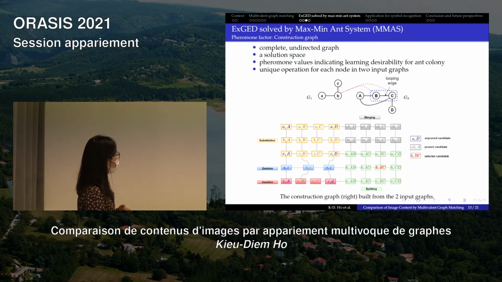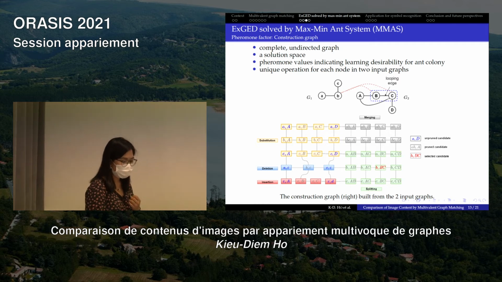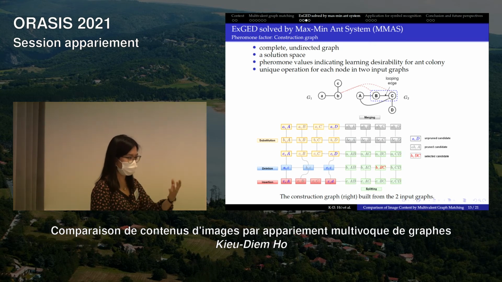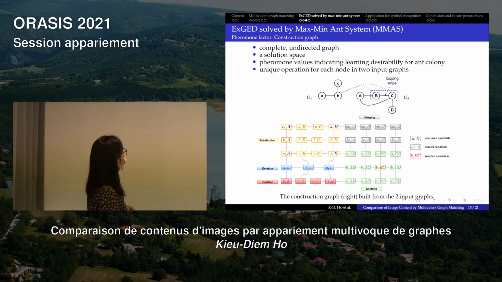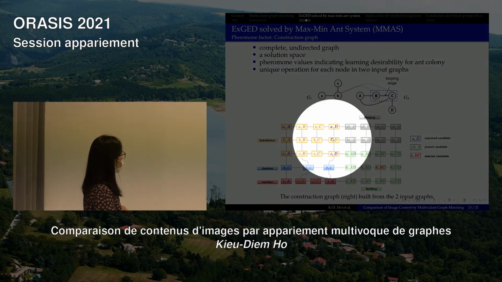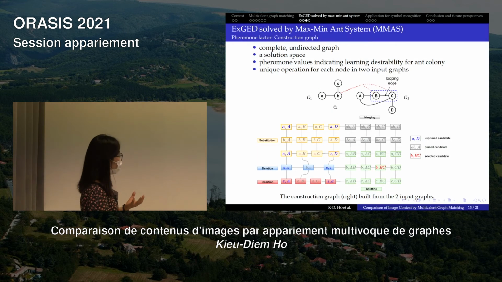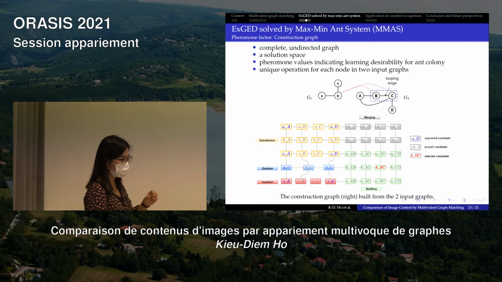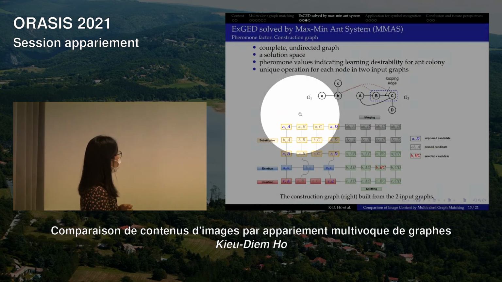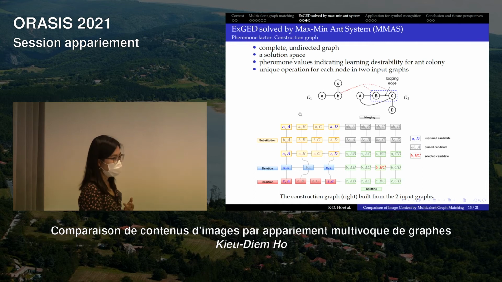And for the construction graph, for a metaheuristic algorithm, for example ACO, it's important to have some information to guide the ants to a good solution. So in this case, it is the pheromone factor, and this pheromone factor is laid on the construction graph here. This construction graph is undirected and complete. It presents all the possible edit paths that the ant can find for the problem, and at one time just one unique operation is applied for each node from both graphs.